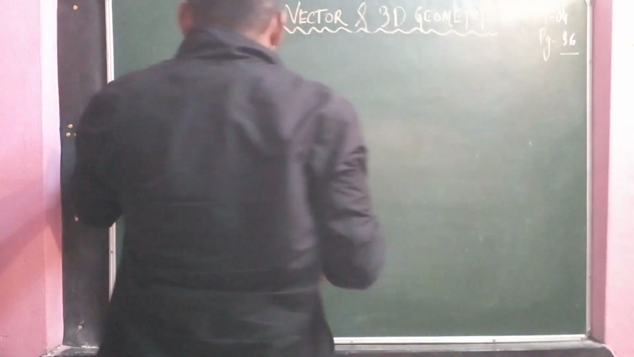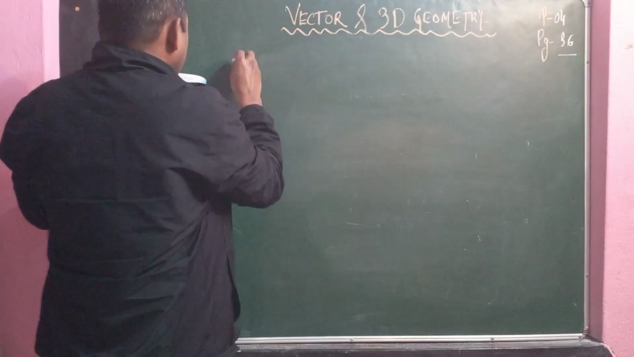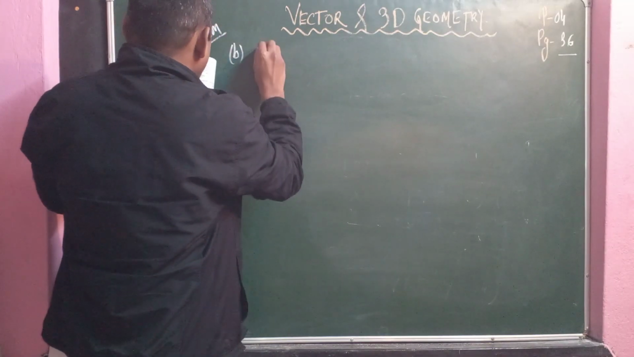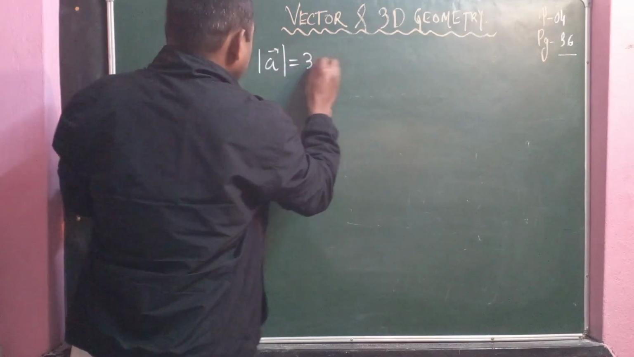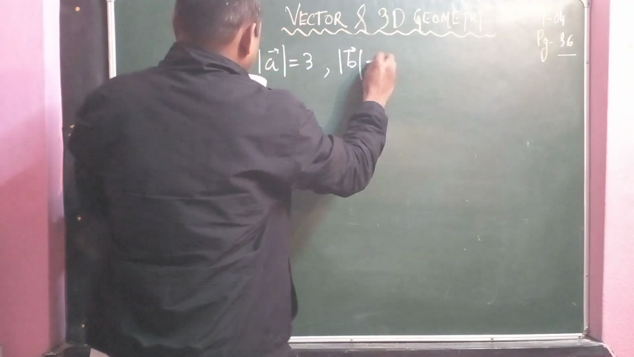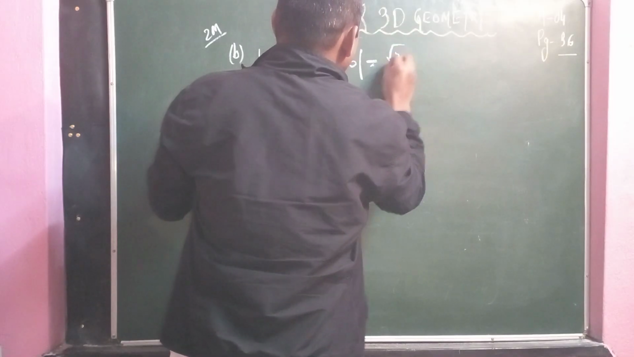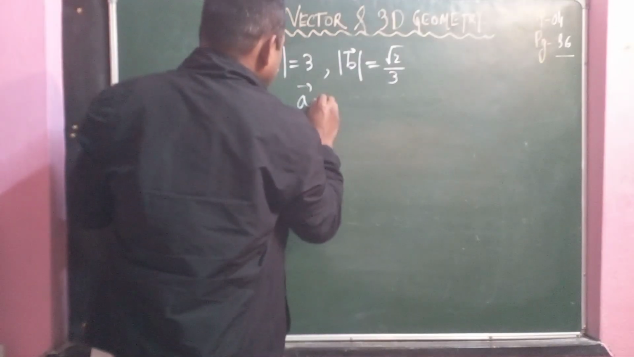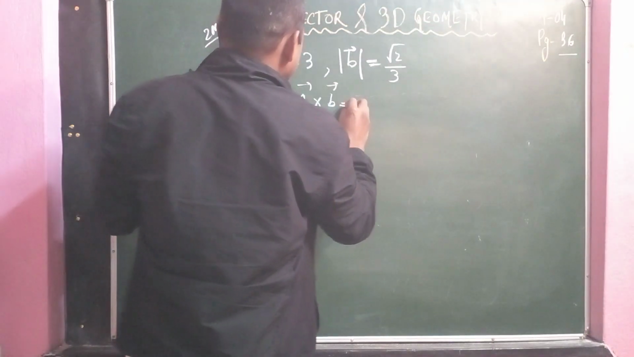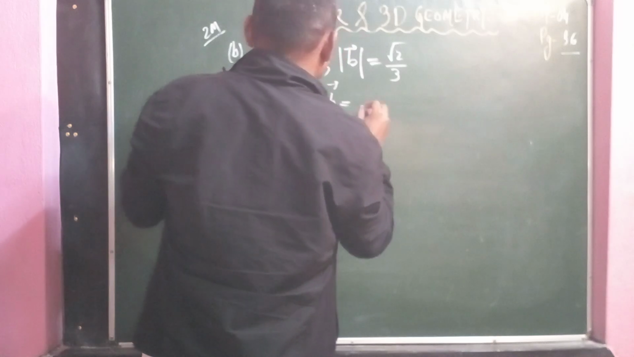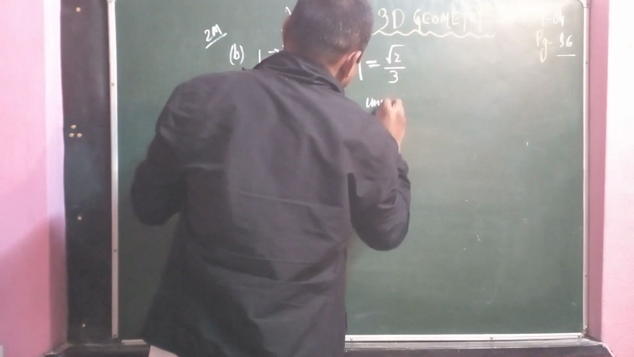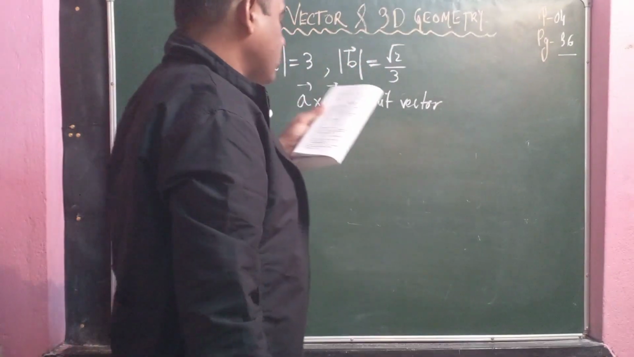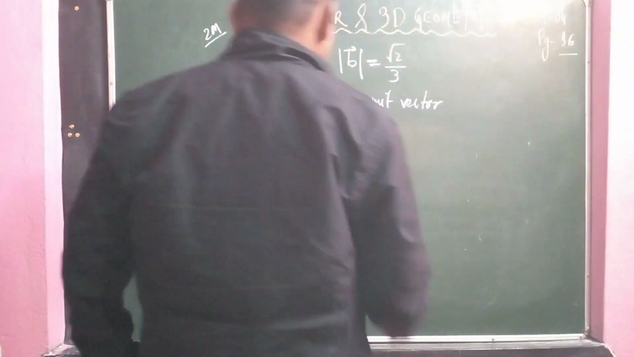Next, B. This is also a 2 marks question. Mod of A vector is 3. Mod of B vector is root 2 by 3. And A cross B is a unit vector. It is a unit vector. Now you have to calculate the angle between A and B. What will be the theta?